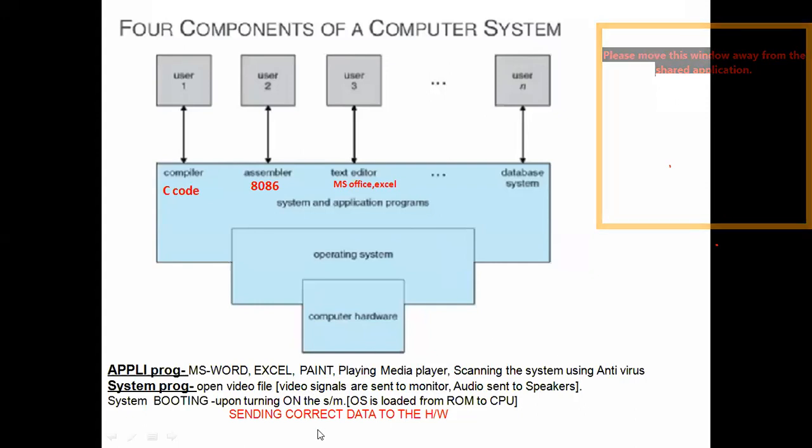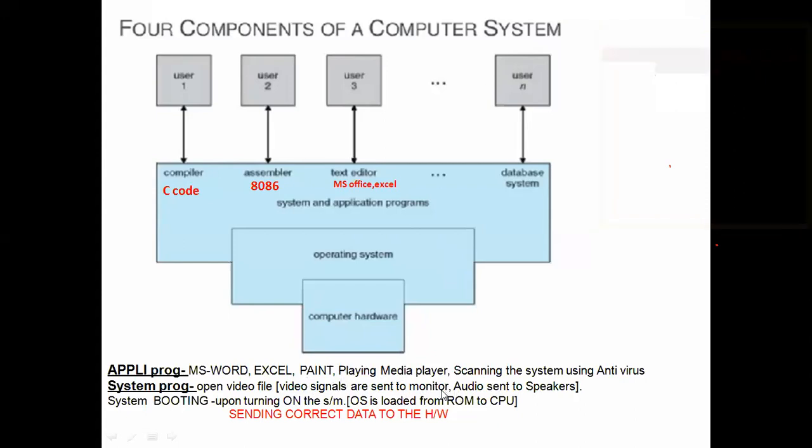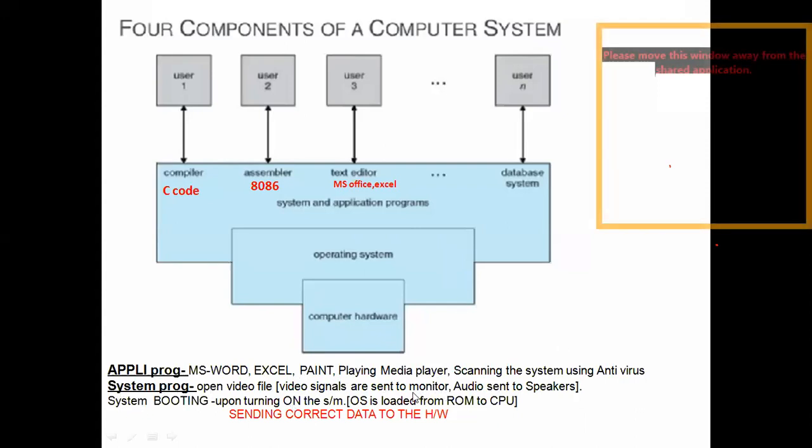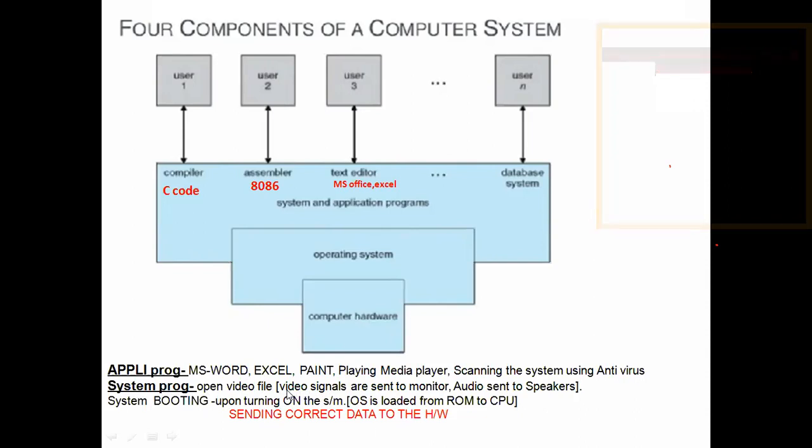Okay. So according to the hardware, appropriate signals will be guided here, right? So this is an example of a system program. Again, system booting. Once I turn on the system, I'll have the loading of the operating system from ROM into the processor or the CPU. So this can be called system booting. And this is one of the examples of system programs. So here, basically what we are doing is sending the correct data to the hardware. So for example, video signals will be sent to the monitor and audio signals will be sent to the speakers.